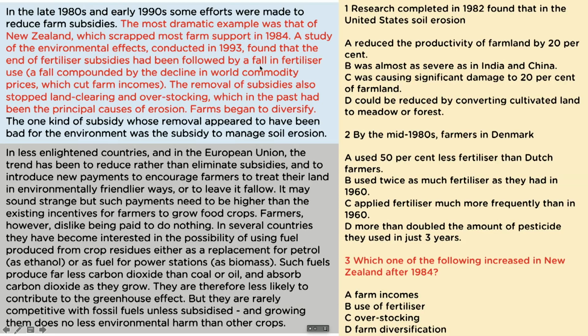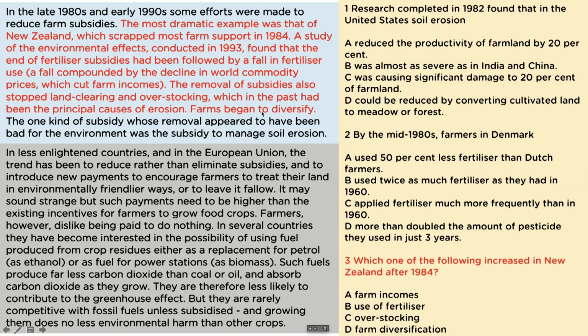been followed by a fall, not an increase, in fertilizer use. A fall compounded by the decline, not an increase, in world commodity prices, which cut farm incomes. Cut farm incomes is not an increase. You can see all of these words are here, but they're talking about declines, not increases. Let's keep reading. The removal of subsidies, well, that's not an increase, also stopped land clearing and overstocking. Well, stopping is not increasing, which in the past had been the principal cause of erosion.